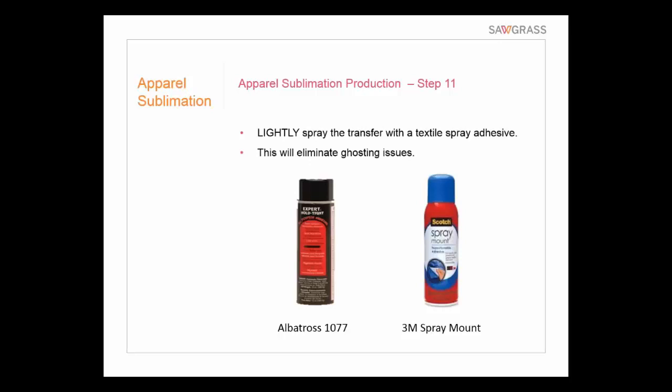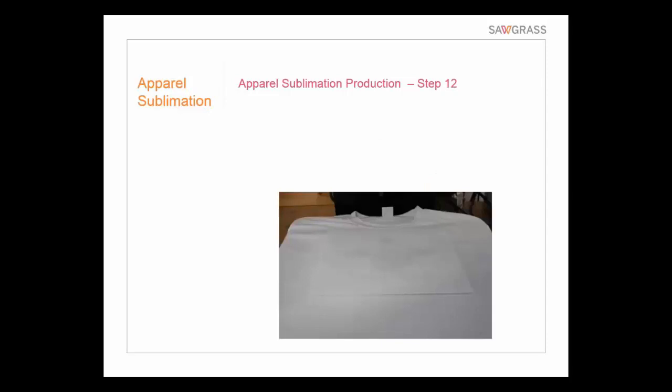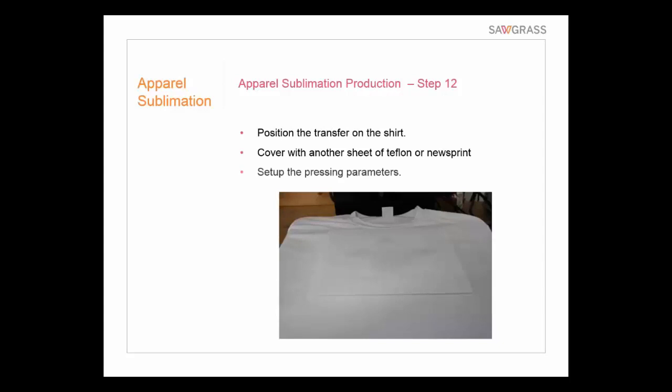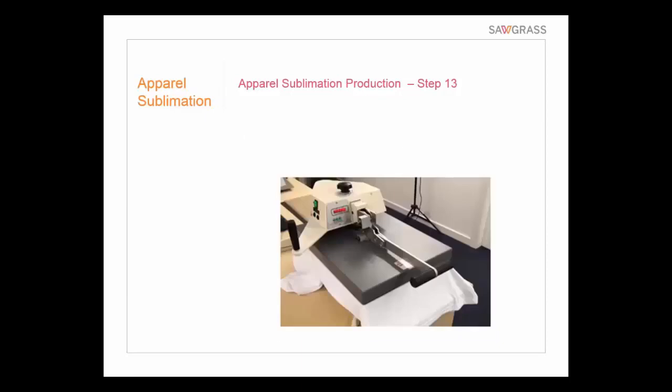Doing so is going to eliminate your ghosting issues because it's going to make sure the transfer stays on the shirt when we open the heat press. Okay, now we're going to place the transfer on the shirt, and if we didn't put too much of that sticky stuff on there, then we can move the transfer around to line things up. If we put too much, we can't line things up properly. So you want to position it on the shirt. Then cover that with another sheet of Teflon or newsprint, okay, and one more across the top. And make sure the pressing parameters are correct, and then go press it, okay?